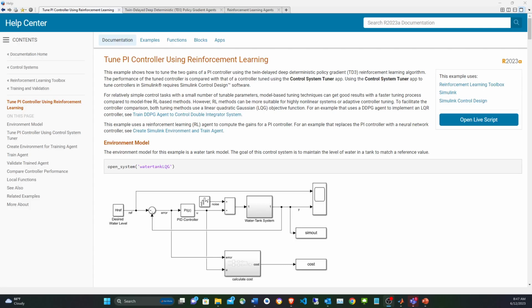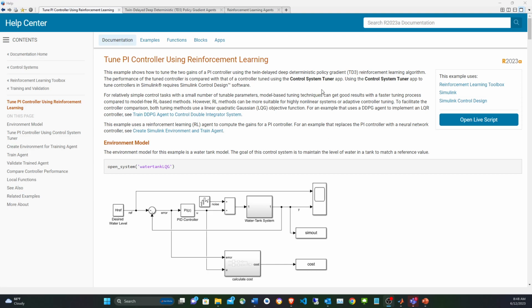Hi, in this video I'm gonna show how to use reinforcement learning to get the parameters of a PI controller, a proportional integrative controller, which is a classic controller type. And the example is gonna compare the performance of that PI controller with the parameters obtained from reinforcement learning against the parameters obtained from the control system tuner.